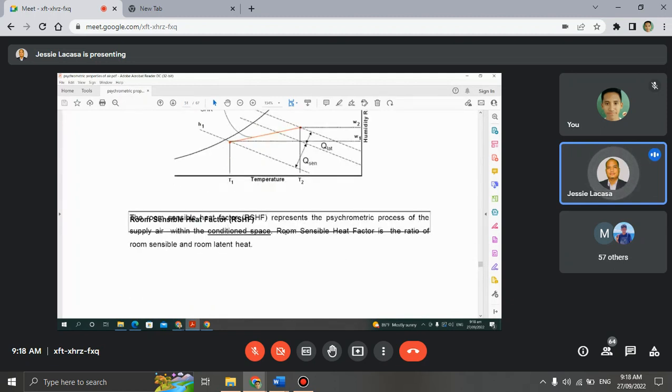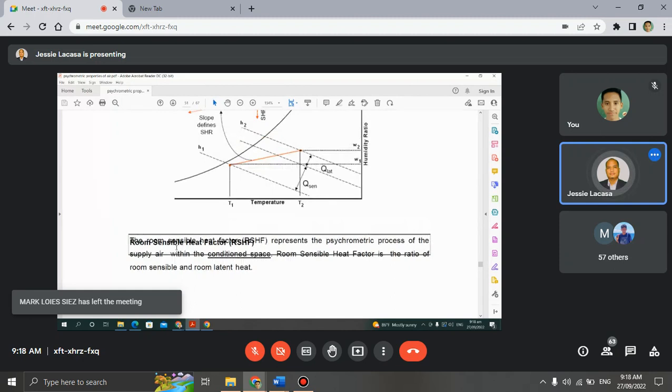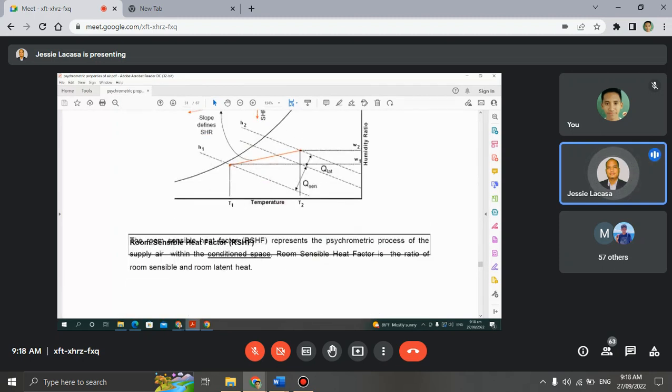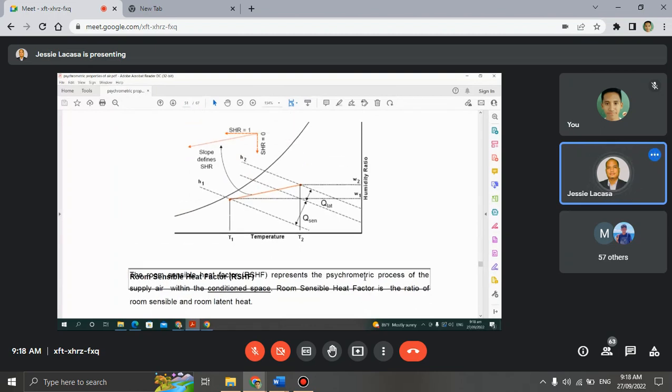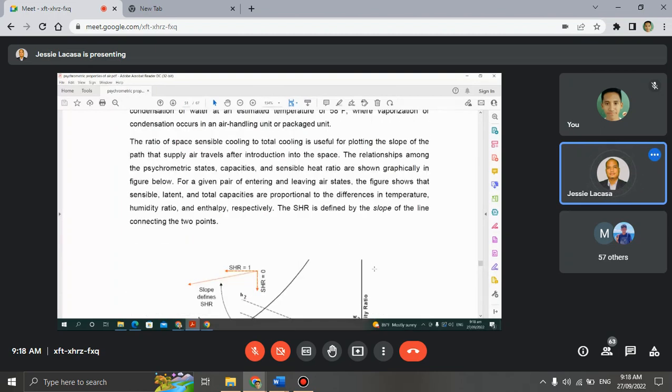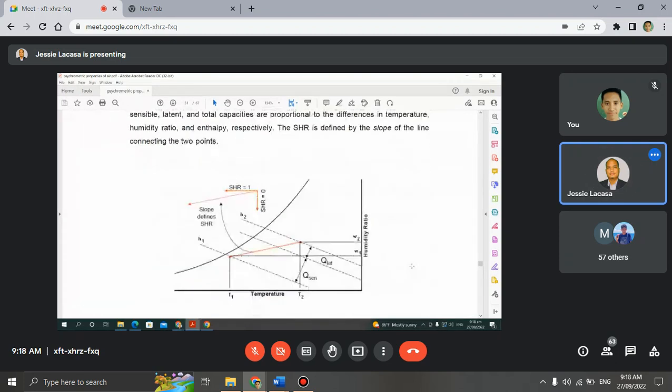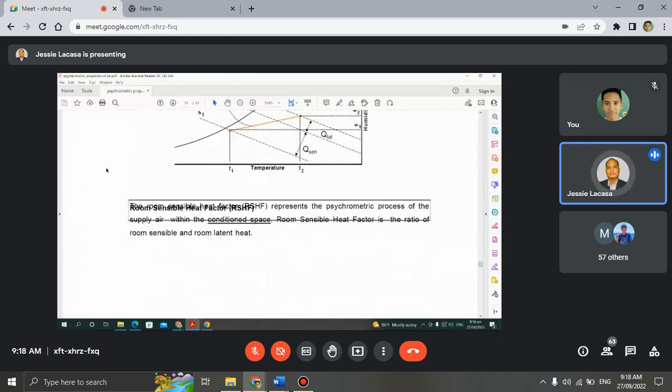So the room sensible heat factor. The room sensible heat factor represents the psychrometric process of the supply air within the conditioned space. So it is different from the sensible heat ratio or the room sensible heat factor. The room sensible heat factor is for the supply itself, specifically in the room, the psychrometric process of the supply air within the conditioned space.